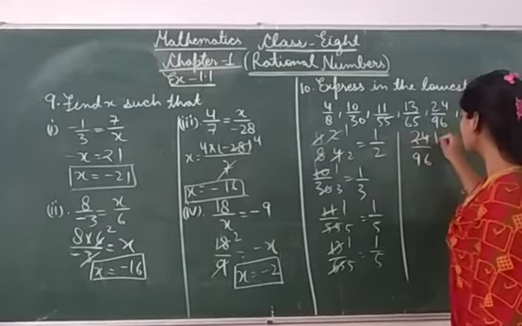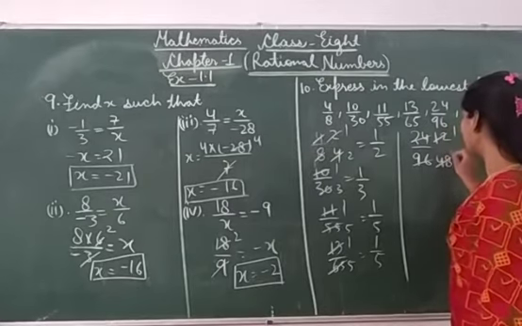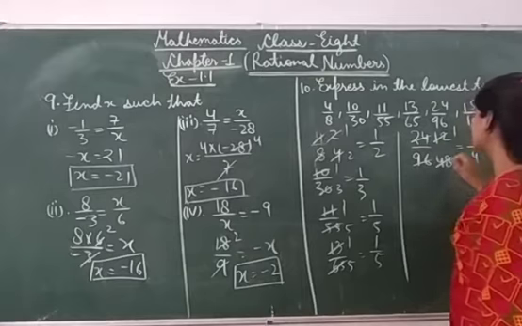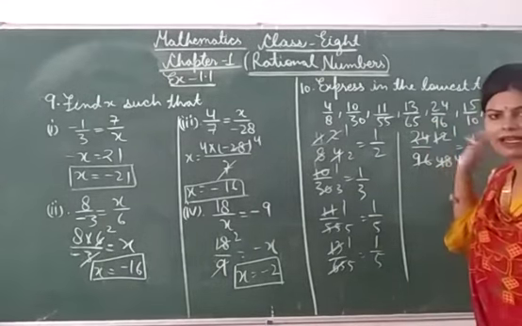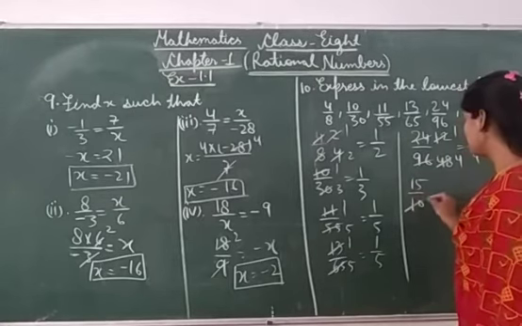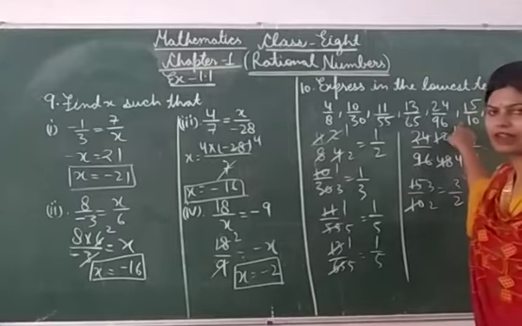Students, 2 1s are 2, 2 2s are 4, 2 4s are 8, 2 8s are 16, 12 4s are 48, so 1/4 is the lowest form of 24/96. Next, 15/10. 5 2s are 10, 5 3s are 15. And 3/2 is the lowest form of 15/10.